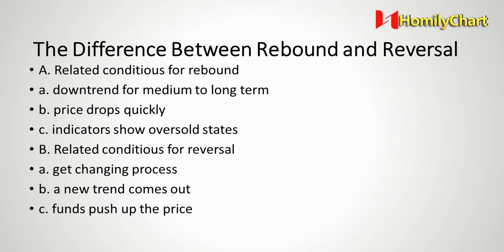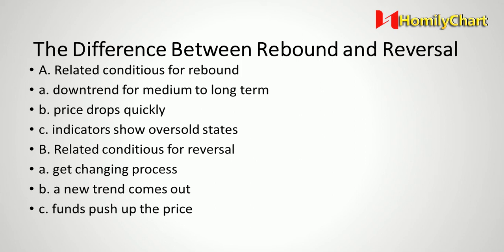The first one, related conditions for rebound. So how to judge the trend is rebound or reversal? You can use these related conditions. Later I will show you. The next one, downtrend for medium term to long term. The next one, price drops quickly. The indicators show oversold state.